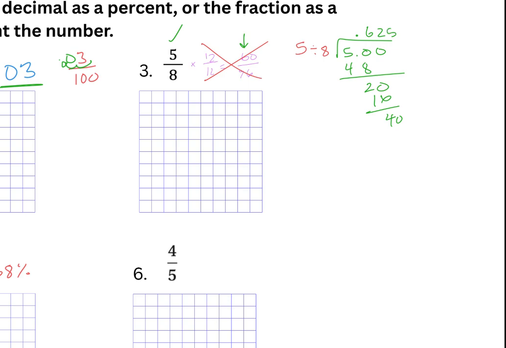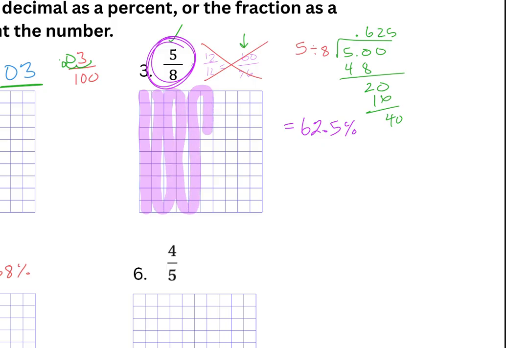5. So this is 62.5%. So 10, 20, 30, 40, 50, 60, 62 and a half. So 5/8 of this 100 10 by 10 block ends up looking like this, okay? Where we had half of this square right here.